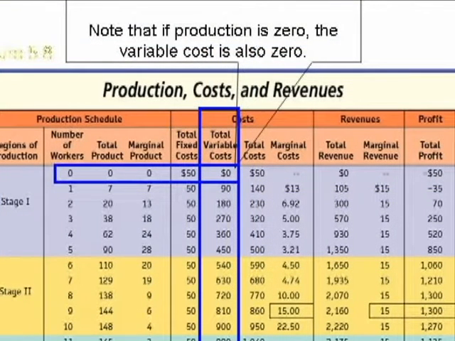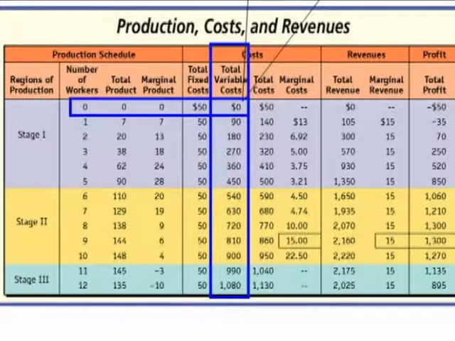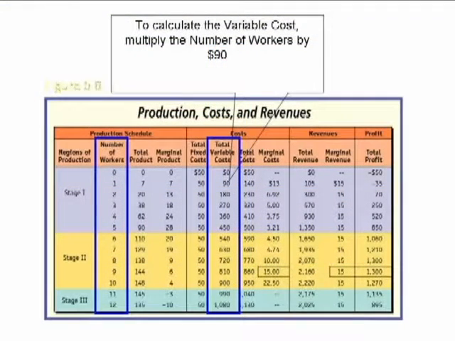Now note here that the variable cost is 0. Why? Simply because we haven't hired anybody, and the only variable cost that we're dealing with is labor, and if we have no workers, we produce nothing, and therefore our variable cost is 0. However, just as a quick review, note that our fixed costs are 50 because even if we're not producing anything or hiring anybody, we do have some expenses that need to be paid, which are the fixed costs. And to calculate the total variable cost, we simply multiply the number of workers by $90.